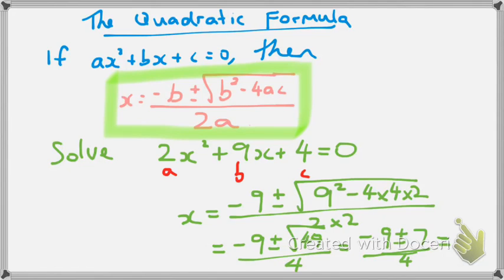So negative 9 plus 7, so that's minus 2 on 4, that's minus a half. Negative 9 minus 7, that's minus 16 on 4, so that's minus 4. Those are the two solutions, and you can sub them in and check that they work.